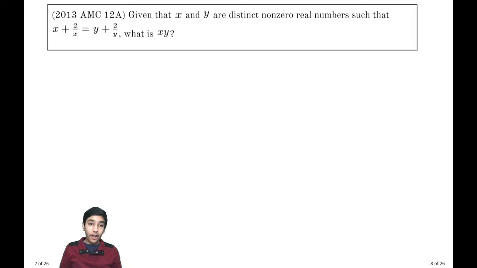Okay, so now let's try this other problem. And this is a little bit more tricky than the ones we've been doing so far. So I'll give you a minute or two to try and work on this on your own.